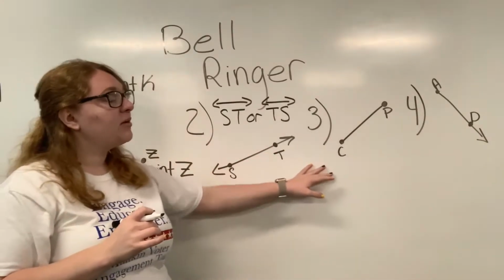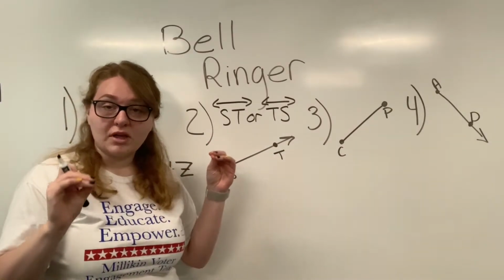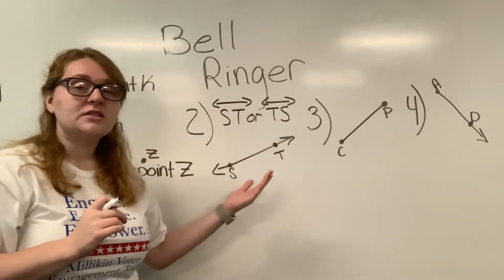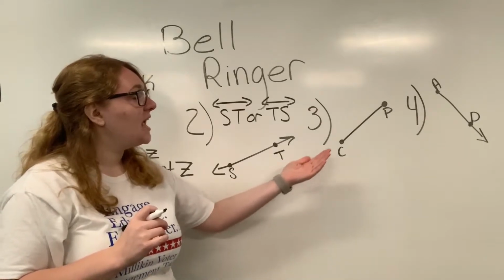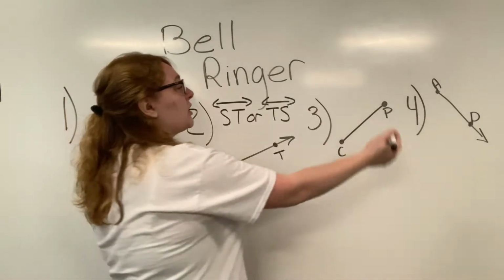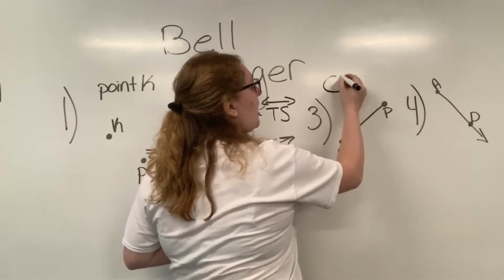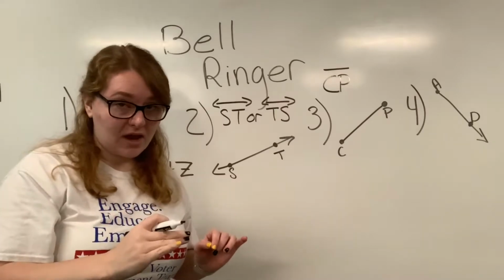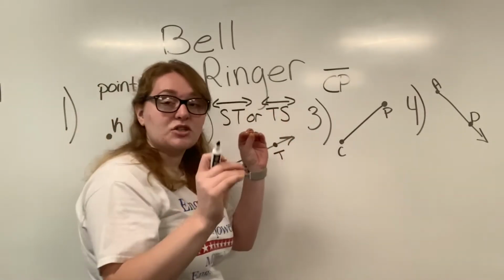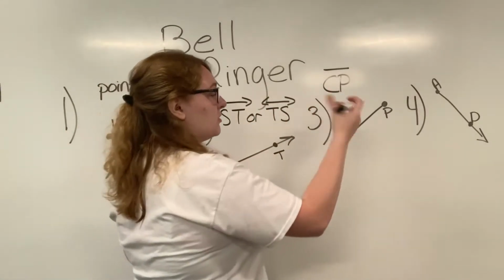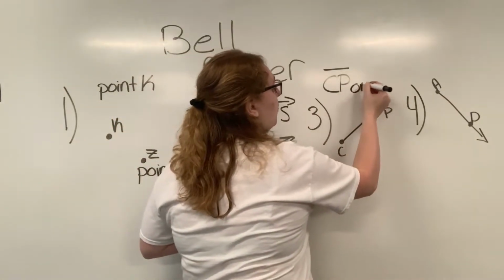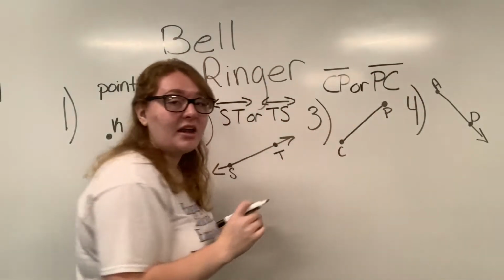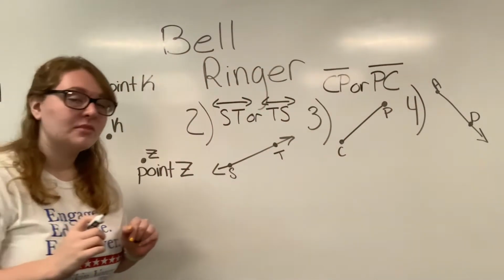Okay? Number 3, we have a segment because it has both a starting point and an end point. Again, we want to look at the points. So we have a C and a P. We're going to write a capital C and a capital P with a line over top with no arrows, because this has a start and an end point. But we can also switch those around. So this could be capital P, capital C with a line over top with no arrows.